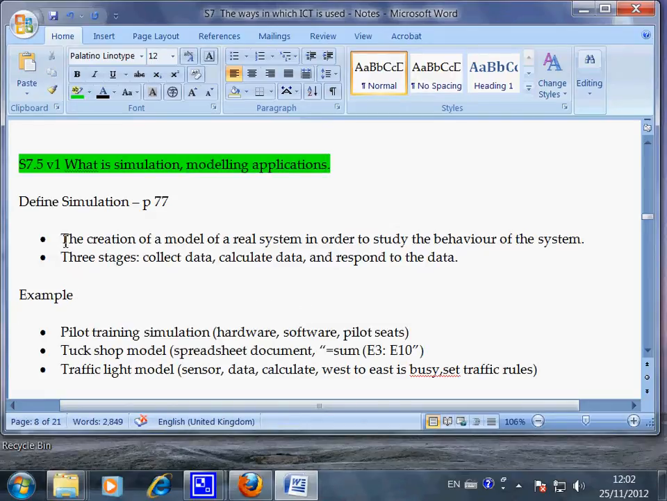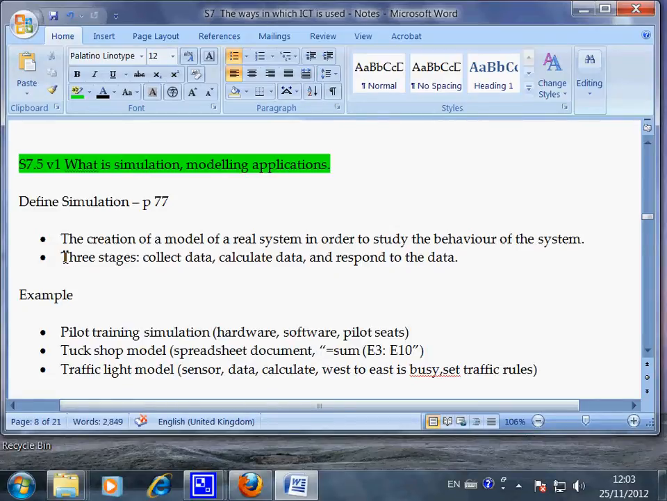Now, the definition is this, and you should read carefully and write it down in your notebook with a pen. No typing. Simulation is the creation of a model of a real system in order to study the behavior of the system. Now, it's quite abstract, but just keep that in mind. I will explain with some examples later.